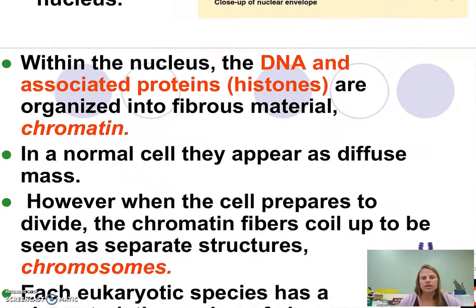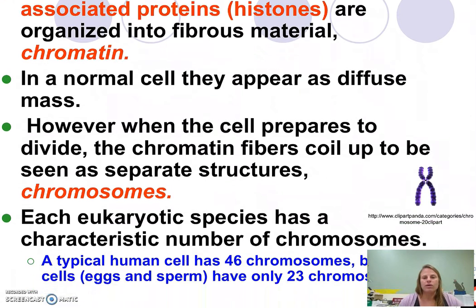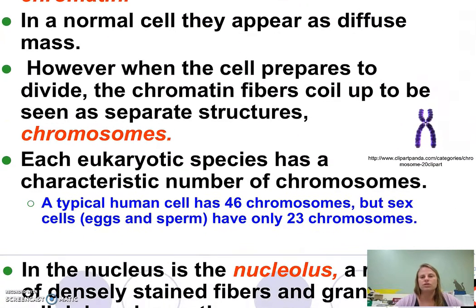So within the nucleus, like I said, it houses your genetic material. It houses your DNA. And because we're eukaryotic organisms, it's going to house DNA that has associated proteins known as histones. Chromatin is simply uncoiled chromosomes. When the cell begins to divide, though, the chromatin is going to coil, and now we call that chromosomes. And those are the structures that we're used to seeing in typical pictures of chromosomes.